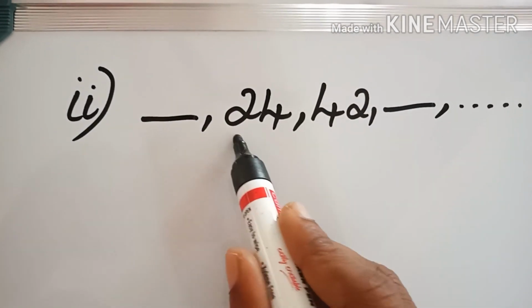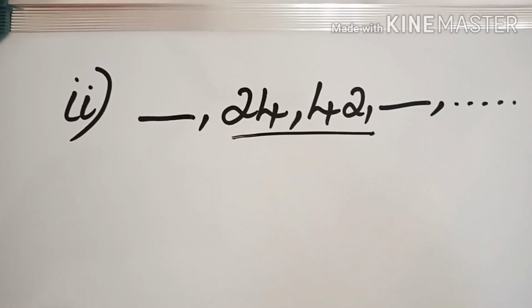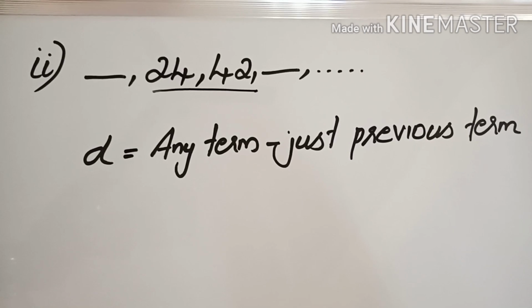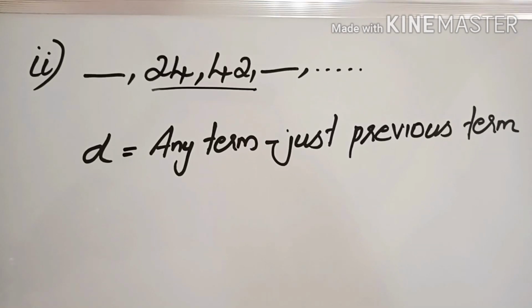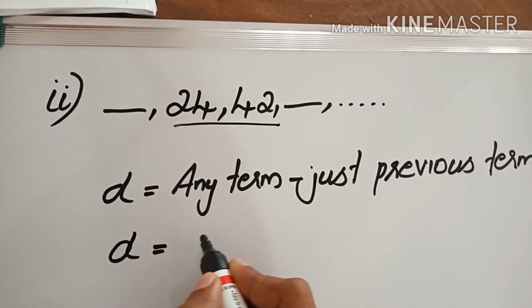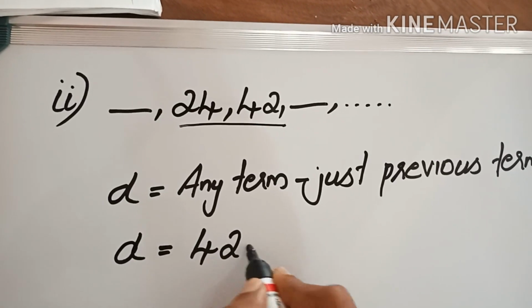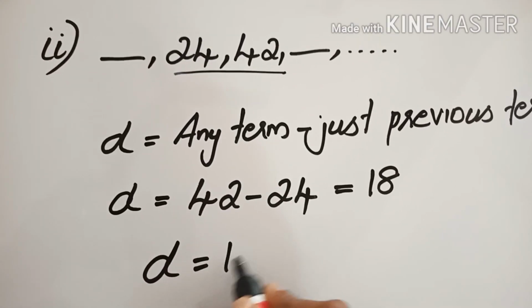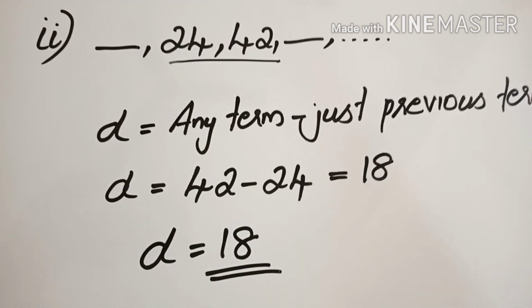Here consecutive terms are given. 24 and 42 are consecutive terms. So we can apply the first equation, that is d equal to any term minus just the previous term. So here d equal to 42 minus 24 equal to 18. So we got the common difference as 18.